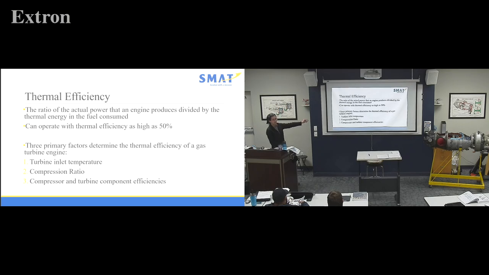Here are things that you do need to know. There are 3 primary factors that determine the thermal efficiency of a gas turbine engine: turbine inlet temperature, compression ratio, we're going to talk about each of these, and compressor and turbine component efficiency.